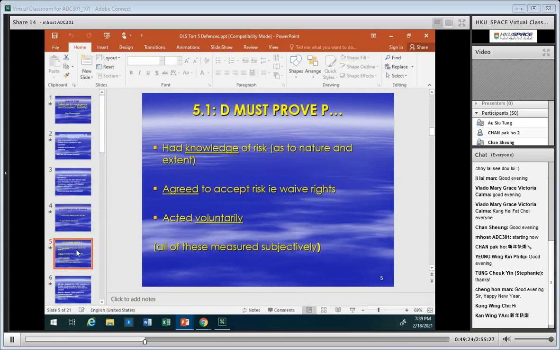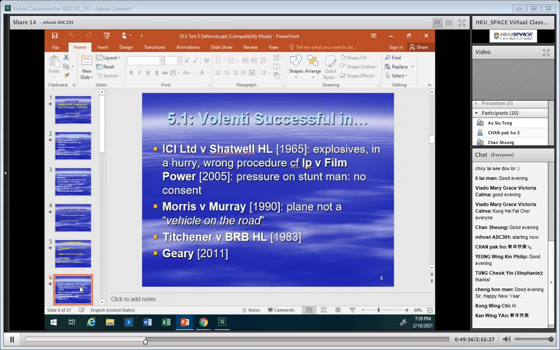Voluntary assumption of risk. In Shotwell, the plaintiff had knowledge of the risk. He agreed to accept the risk and had acted voluntarily. So the defence of Volenti succeeded in Shotwell.